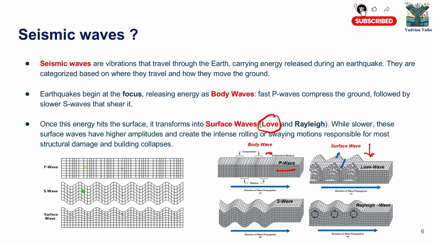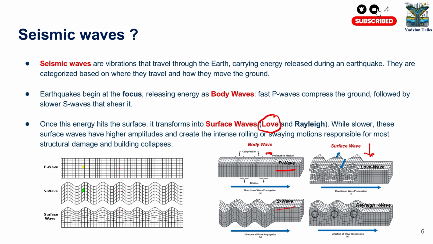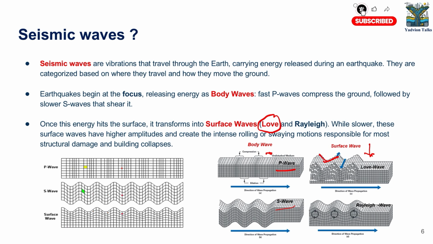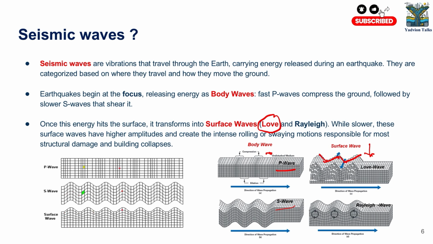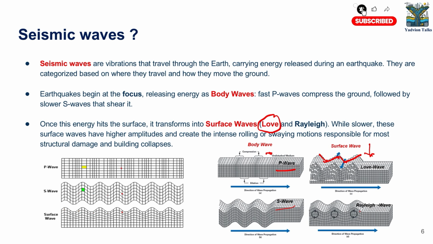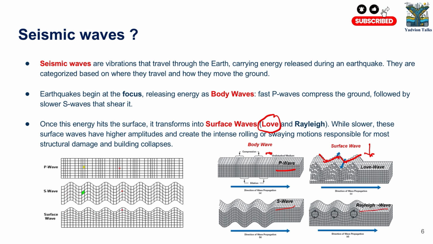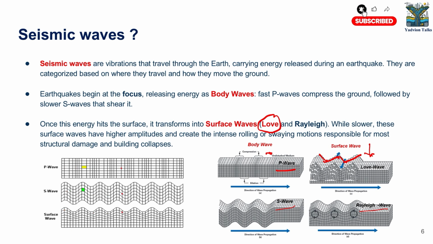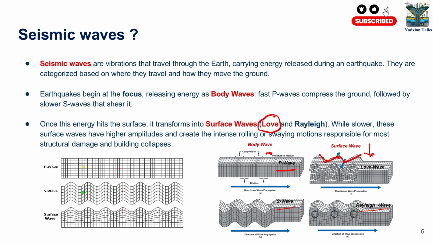In the body waves, the compressional wave is called the P wave and the shear wave is called the S wave. In the surface waves, there is the Love wave, which is the horizontal movement of the ground surface, and there is the Rayleigh wave. When you are in a swimming pool and a wave of water comes, you feel a motion up and down. That is called Rayleigh motion.